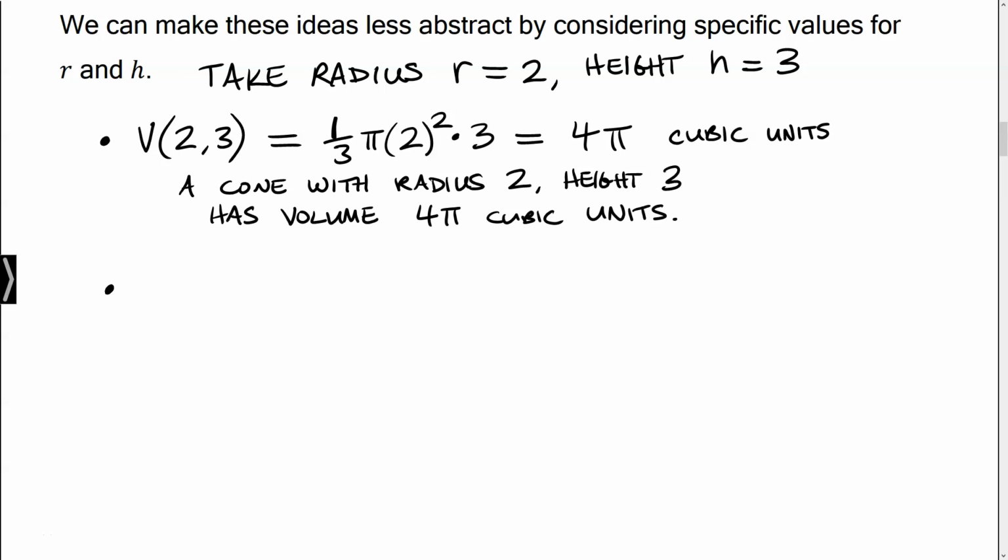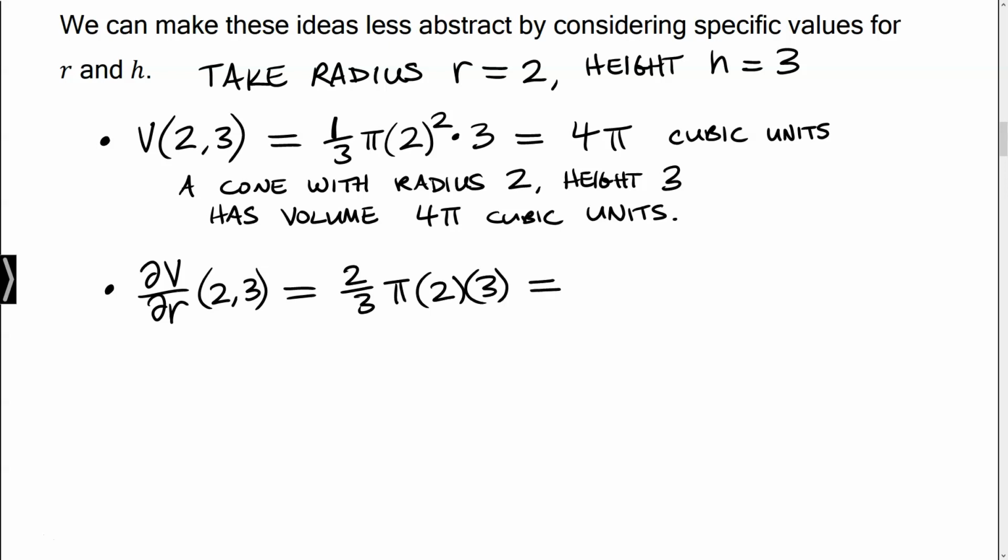What about the partial of V with respect to r at 2, 3? First, the numerical value. We said that the partial with respect to r was 2/3 pi rh. So 2/3 pi rh, in that case, is also 4 pi, but the units are different. It's the same rule as for Calc 1: the units for a derivative are always the units of the dependent variable divided by the units of the independent variable. So here, it's cubic units divided by units. So it's 4 pi square units, which is really, secretly, cubic units per unit.